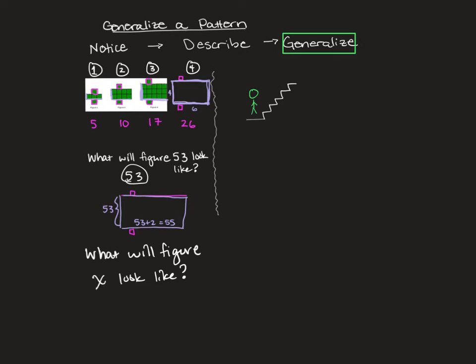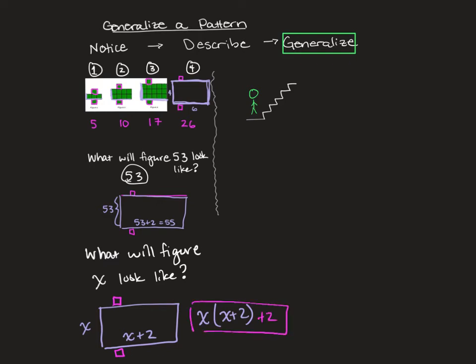And by x, I just mean any number whatsoever. And really, I'm almost there. I know there's going to be 2 here. I know this side is going to be x long, and I know this side is going to be x plus 2 long. So I know that in figure x, I will have x times x plus 2. That would be like my 4 times 6 is 24 on the inside here. And then I need to add my plus 2.